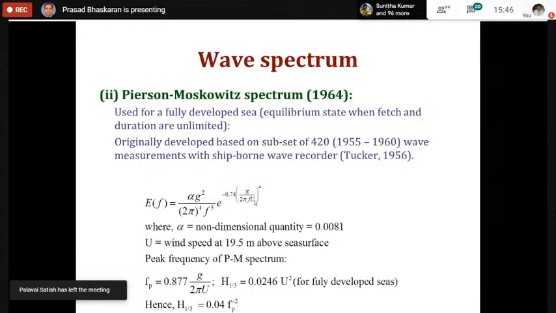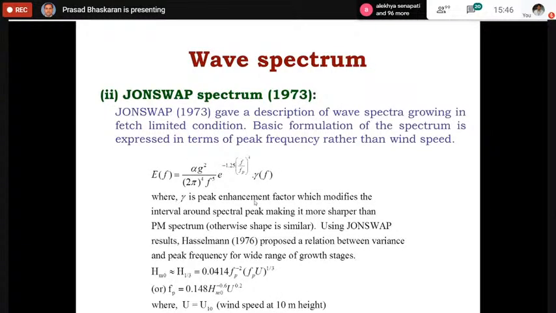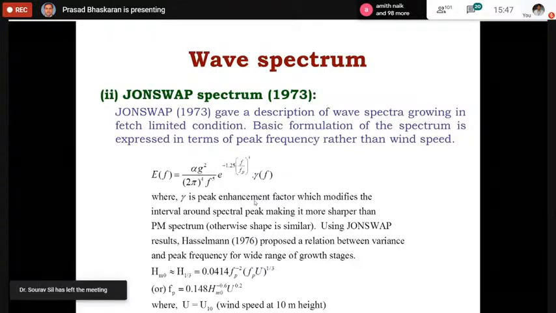But after a period of nearly 10 years, this spectrum also had a limitation. This spectrum is for the fully developed case. Fully developed means it doesn't give an idea of how the wind waves are evolving with time. Not only that, this spectrum may not find much applicability in shallow water. That is the reason why a different type of spectrum was developed. It was developed in the year 1973 by a group of people who conducted an experiment in the North Atlantic. They came out with a formulation which is superior to the PM spectrum.